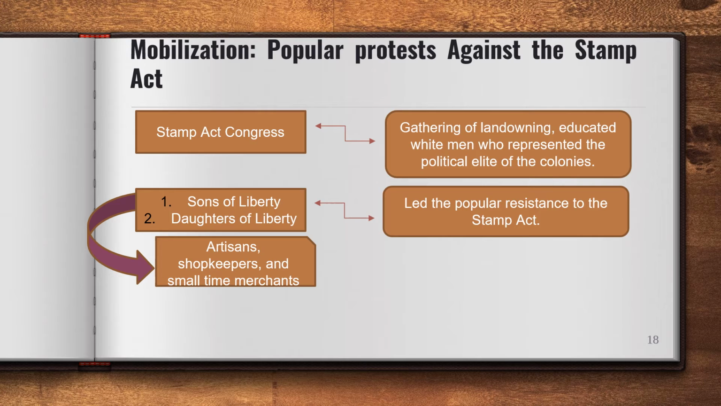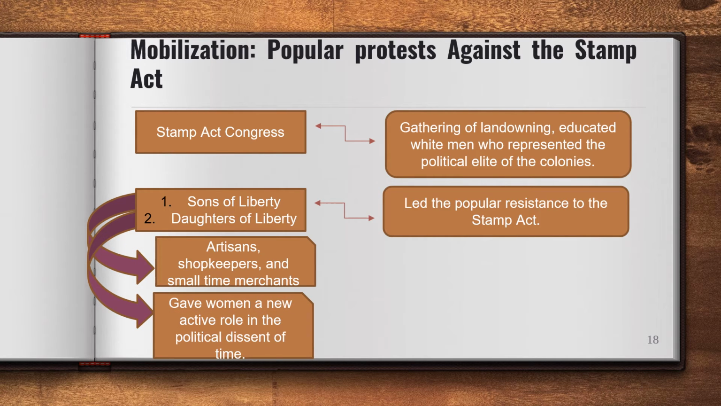Then we have the Daughters of Liberty. They refuse to buy British goods and they also encourage others to do the same. They make their own teas using local herbs and berries. They also create their own cloth just to avoid the British manufacturers unless it would be repealed. The Daughters of Non-Importation Movement gave women a new active role in political dissent of time.